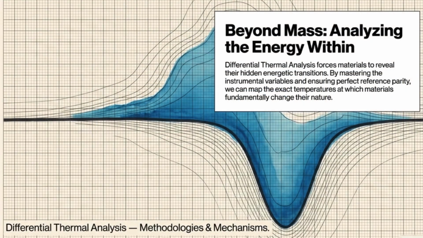So we conclude that this technique is beyond mass, and we don't need changes in mass. We can have a lot of information from DTA, and by mastering the instrumental variables and controlling the factors related to the instrument and the sample, we can map the exact temperatures at which the material changes its nature, whether it is going through a physical change or a chemical change. So this was all about today's lecture.